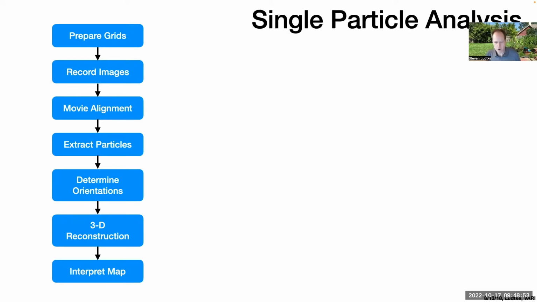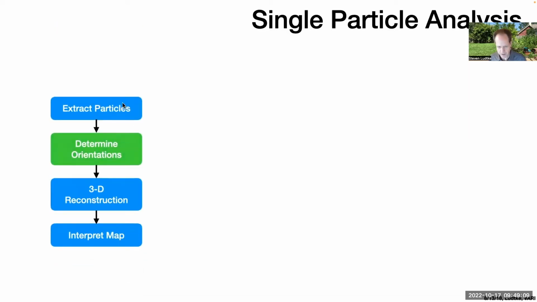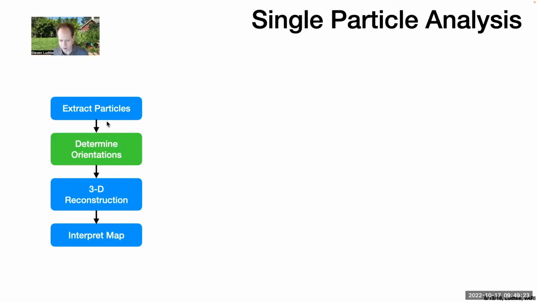So this is just a quick overview of the single particle reconstruction process, the whole thing, right? You prepare grids, you record images, you do your movie alignment, extract the particles, determine orientations, do a 3D reconstruction, and then you interpret your map. So whole pipeline. Today, we're just going to be limiting ourselves to these steps of the process. I'm also not going to talk about particle extraction, which is particle picking, locating the particles in the frames today. That's what those other two tutorials are about, if you want to take a look at those.